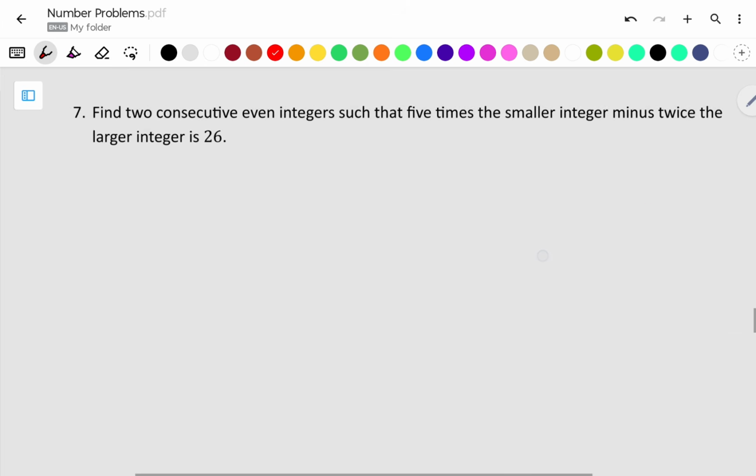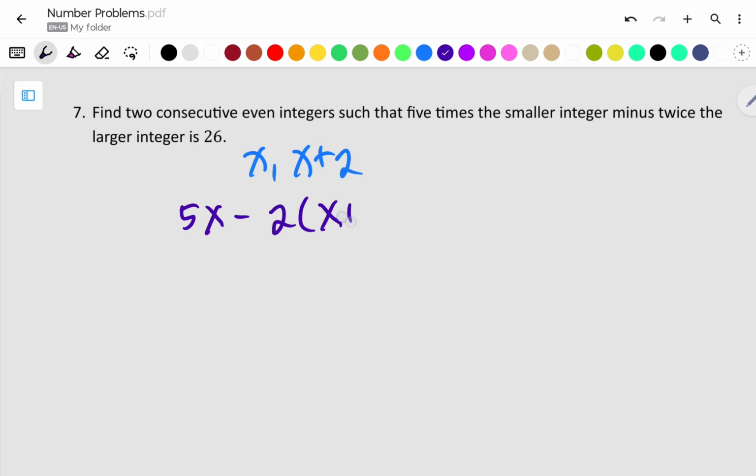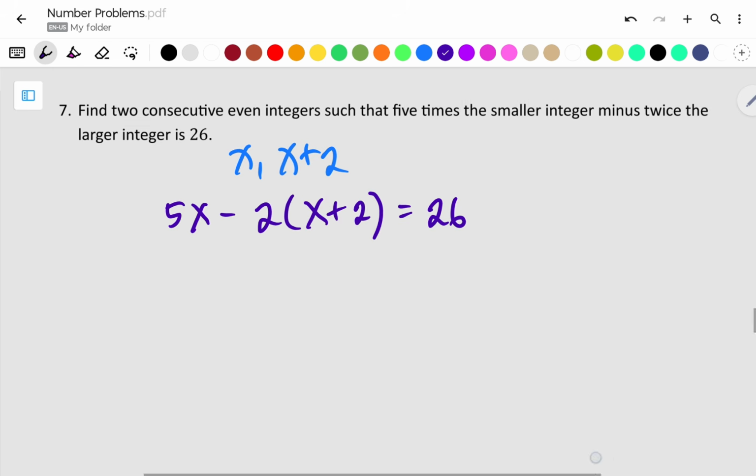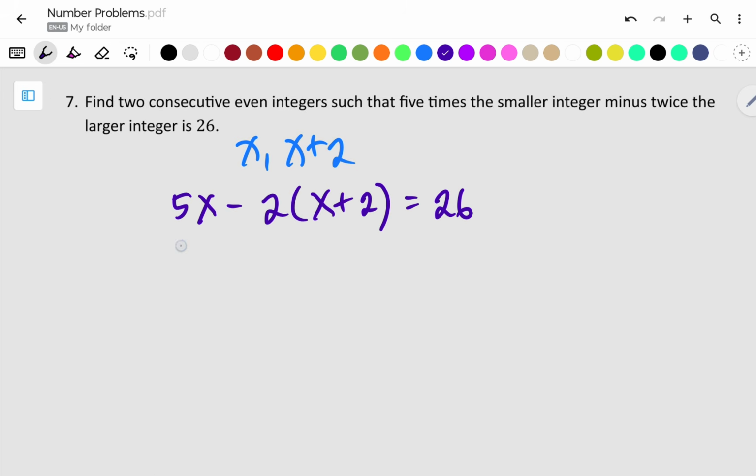Find two consecutive even integers. Consecutive even integers, so x and x plus 2, such that 5 times the smaller, so 5 times x, minus twice the larger is 26. So 5x minus 2x minus 4 equals 26.